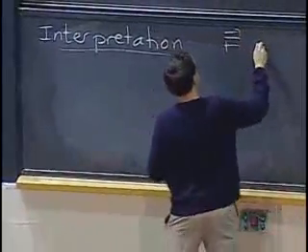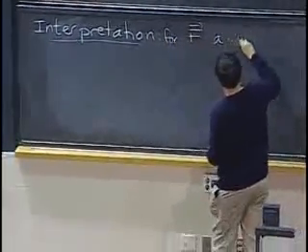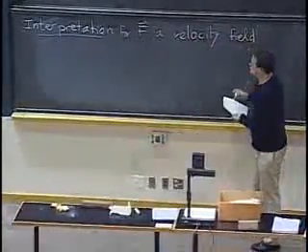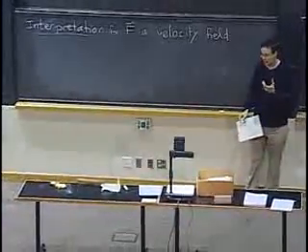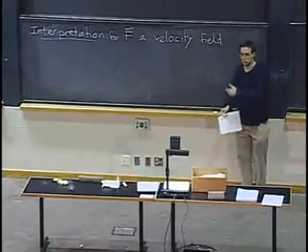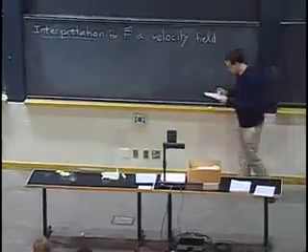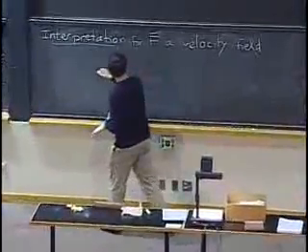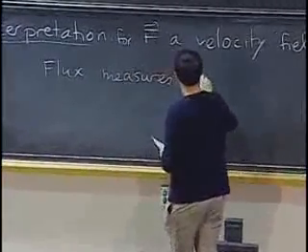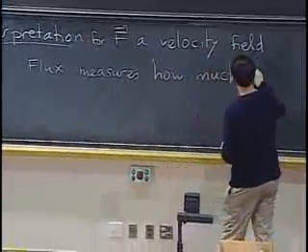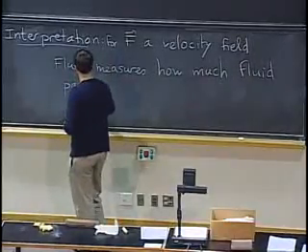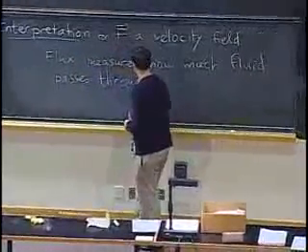Let's say that F is a velocity field. That means I'm thinking of some fluid that's moving, maybe water, at a certain speed, and my vector field represents how things are moving at every point of the plane. So I claim that flux measures how much fluid passes through the curve C per unit time.